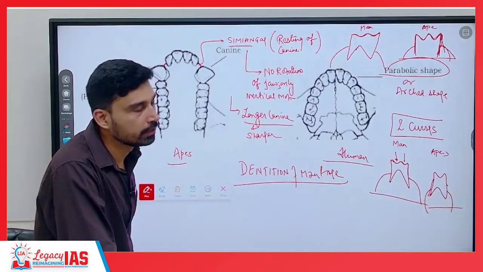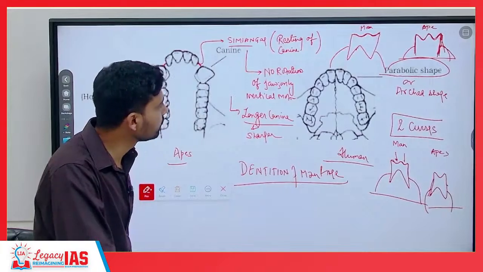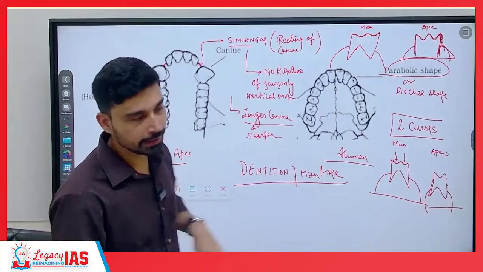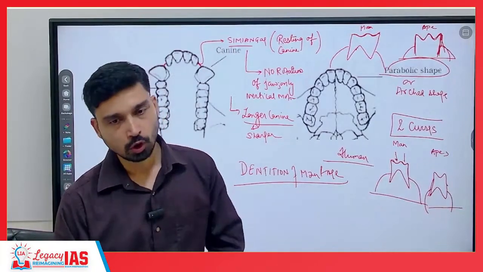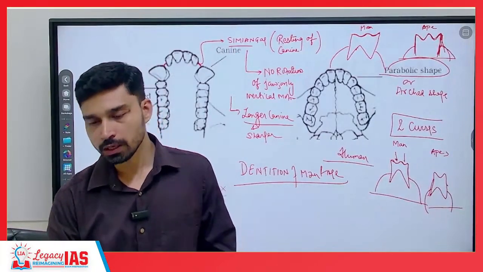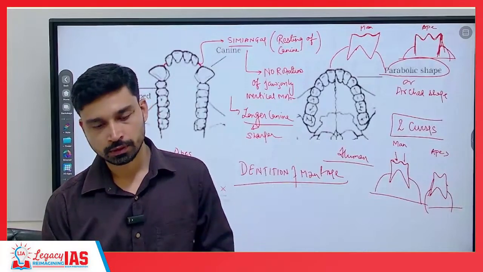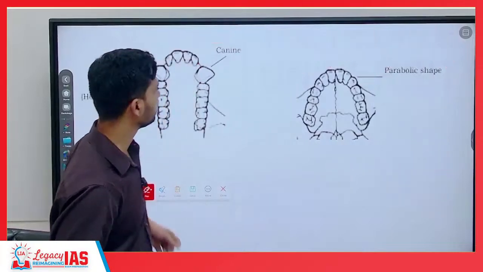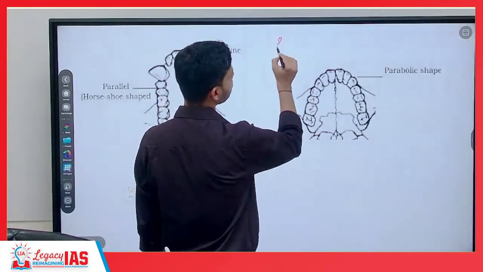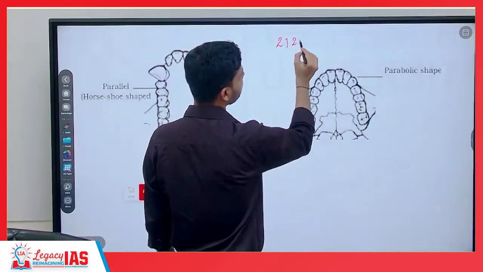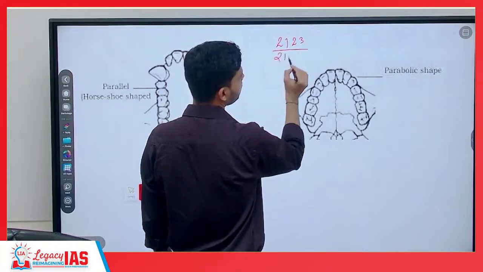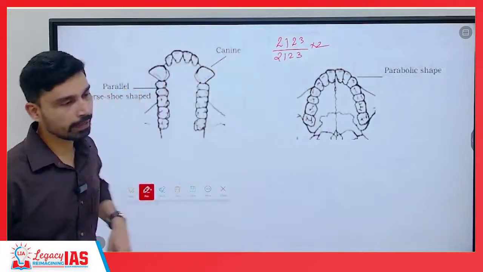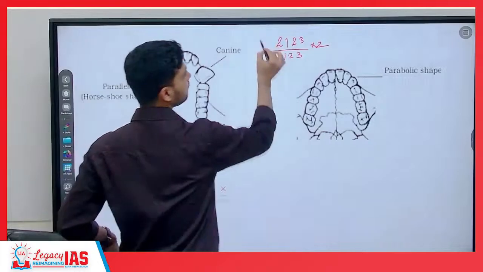Completed, right? So last we can write a concluding remark about this. However, the dental formula or pattern is the same for both apes and man. Okay, and this is represented like this.